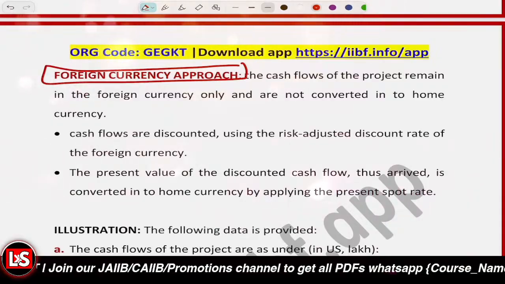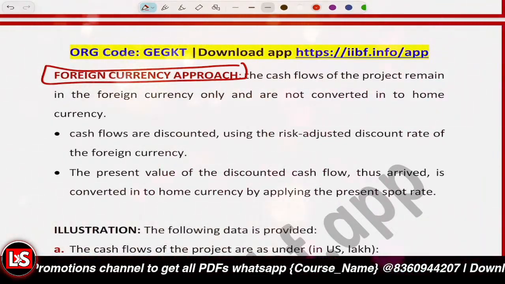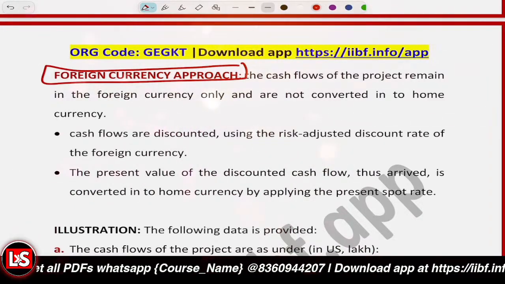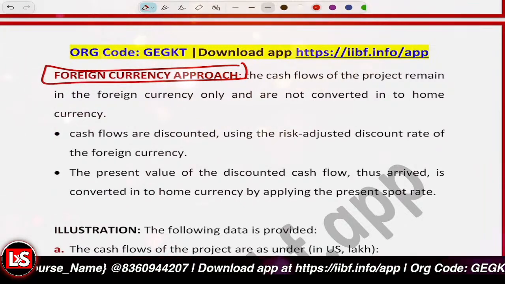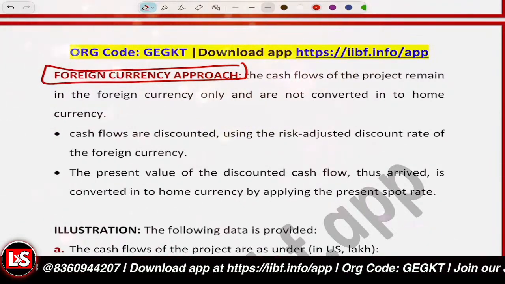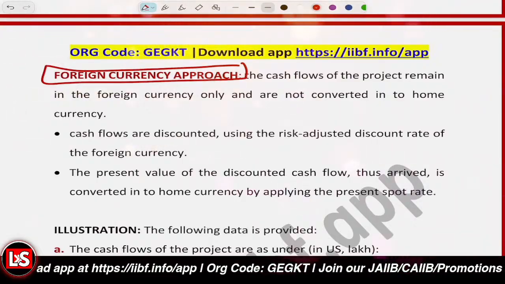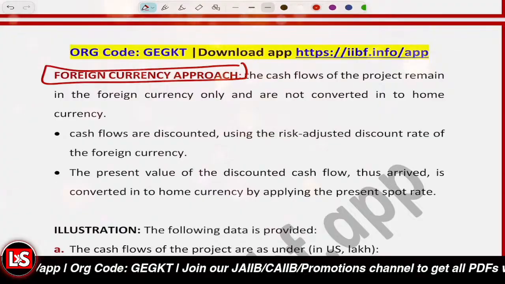If you remember, I told you a structure: in case of the home currency approach, what steps are to be followed, and in case of the foreign currency approach, what steps are to be followed. If you do remember, do let me know at the earliest. Just confirm whether you remember what method was used in case of the foreign currency approach.